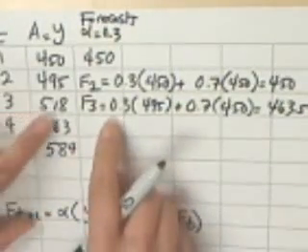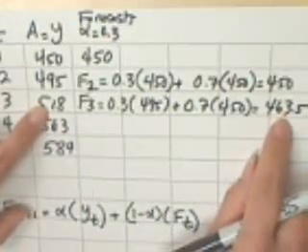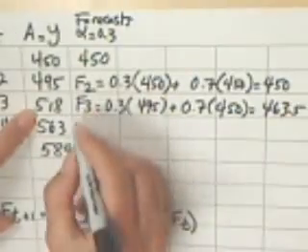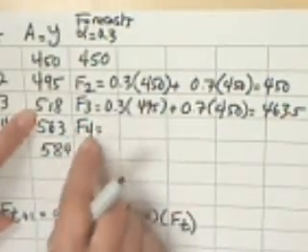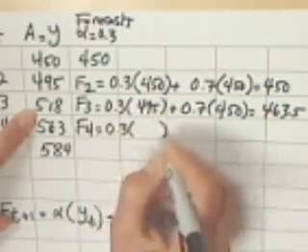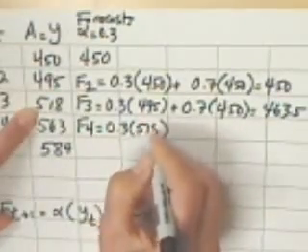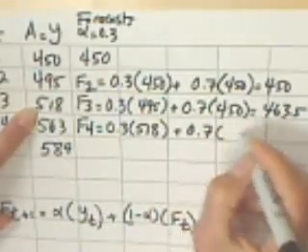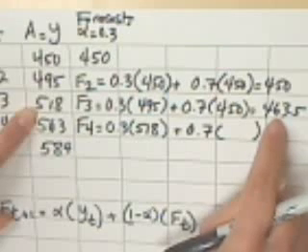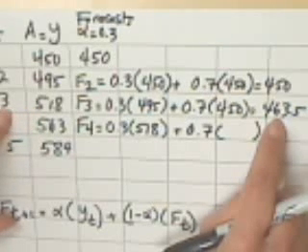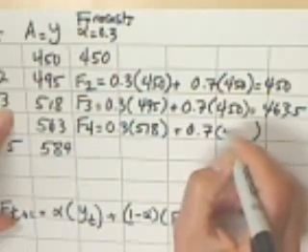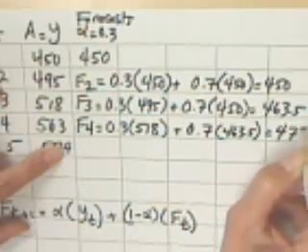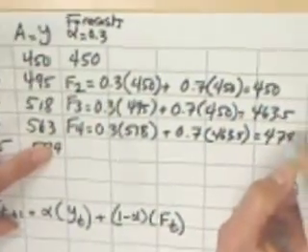Now, again, we're going to use the 518 and the 463.5 to forecast time 4. So we'll get F4, forecast for time 4, is 0.3 times actual plus 0.7, 1 minus alpha, times forecast from the past time period, time period 3, 463.5. And that number should be 479.85.